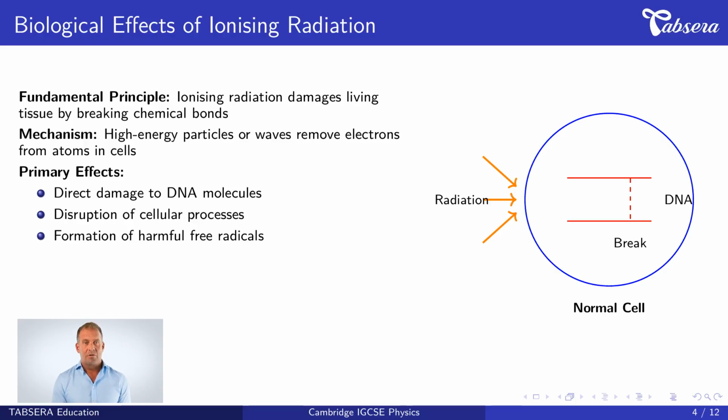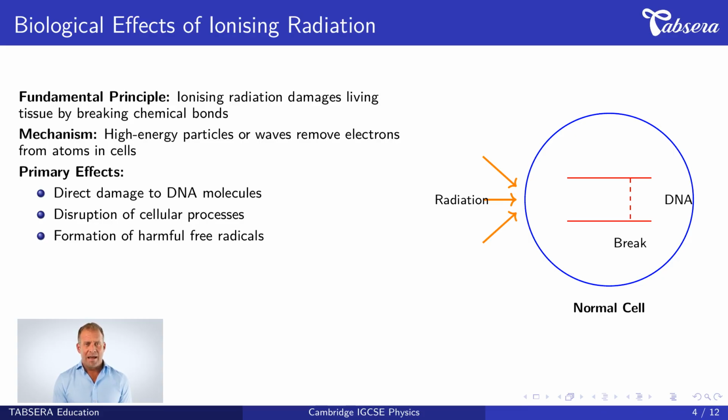Let's explore our first core concept, biological effects of ionizing radiation. The fundamental principle states that ionizing radiation damages living tissue by breaking chemical bonds within cells. This occurs because high-energy particles or electromagnetic waves remove electrons from atoms, disrupting molecular structure. The mechanism involves three primary effects.